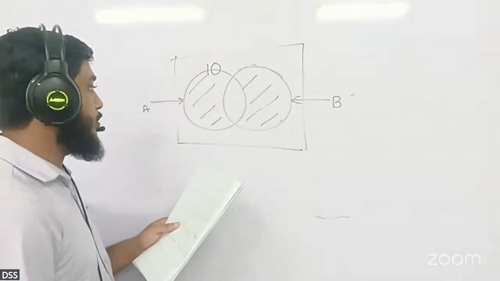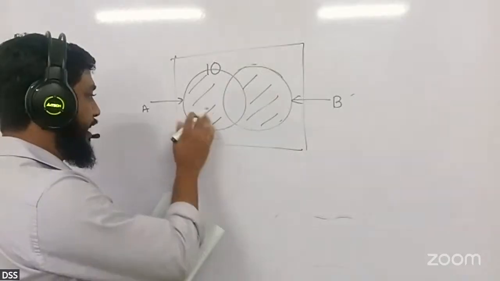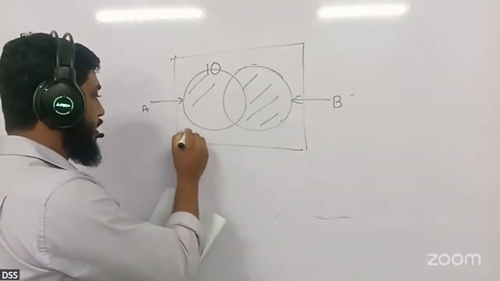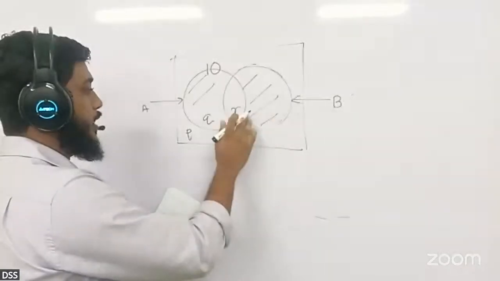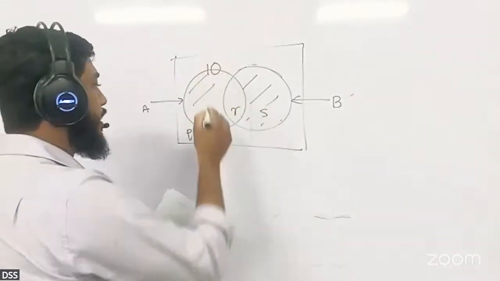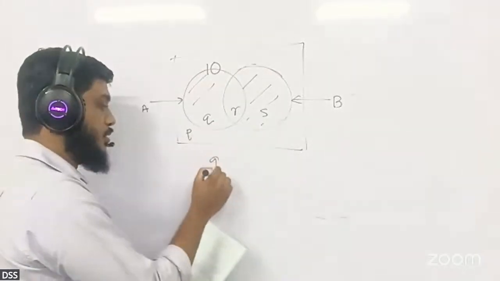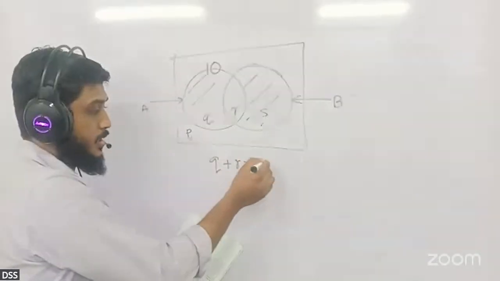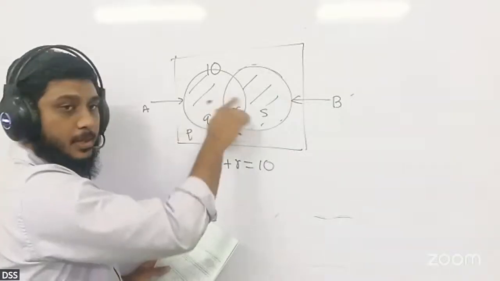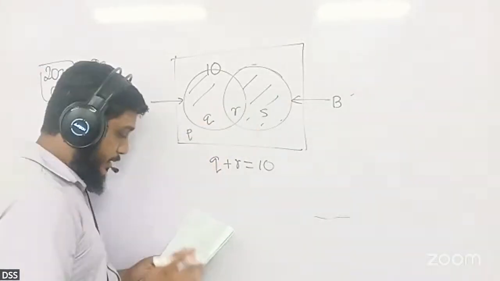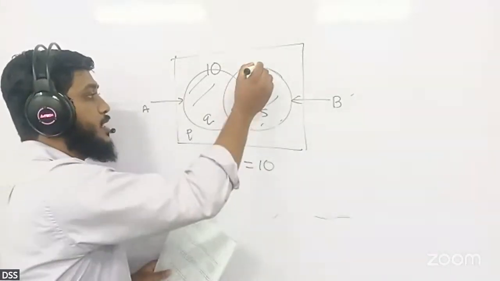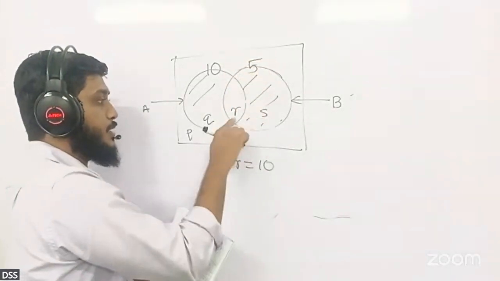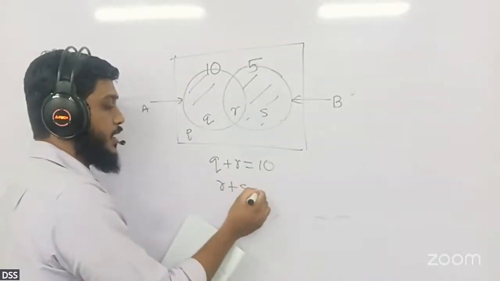n(B) equal 5 means, for an example, I'll write these regions P, Q, R, and S. But if I take 10, this 10 belongs to who and who? Q and R. That is 10, for both these regions. A means Q and R together, that is 10. B means 5. n(B) 5 means for the B region there is 5. So R and S together is 5.